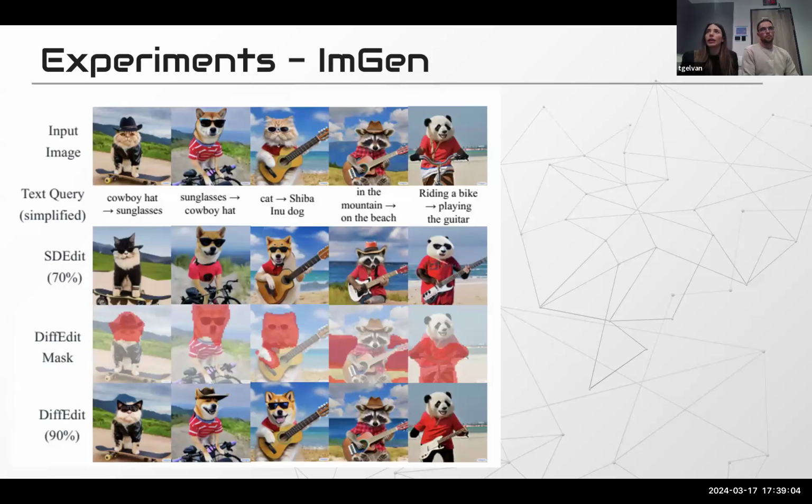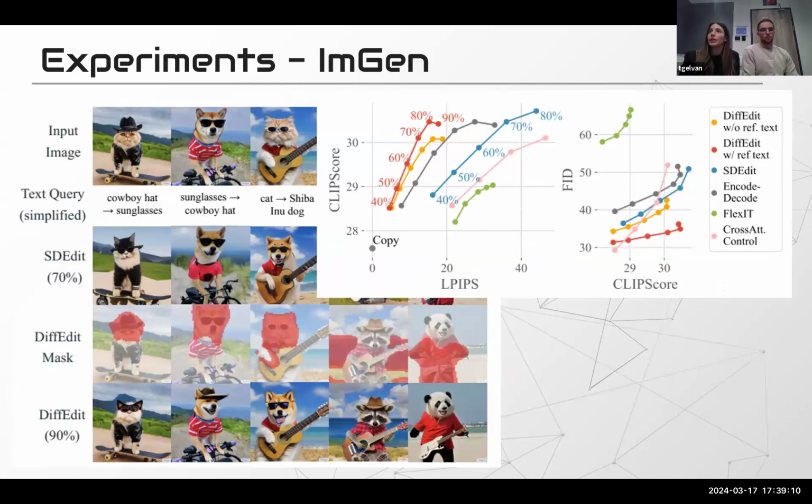Here we have the ImGen dataset. This dataset doesn't have labels, so we cannot use the CSFID score. But we use the CLIP score along with LPIPS and the regular FID score. We also see DiffEdit outperforms all other methods. We can see here in the example how DiffEdit performs better in a visual manner.